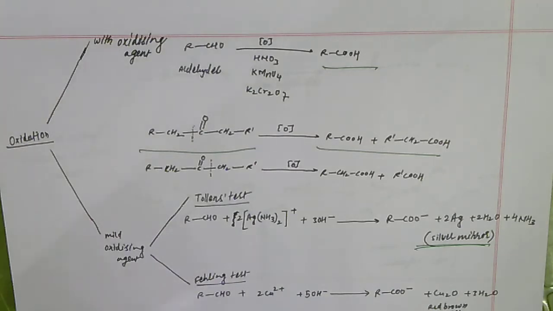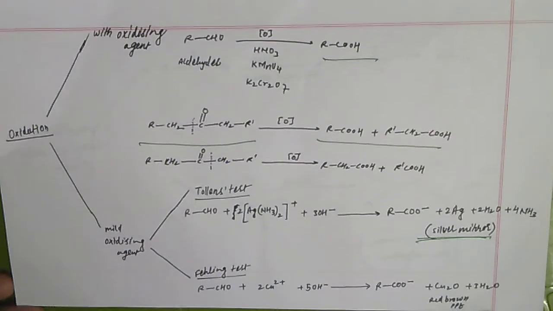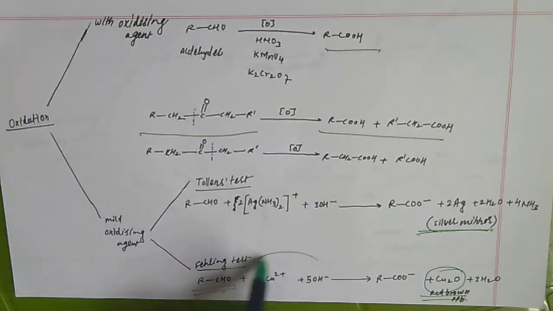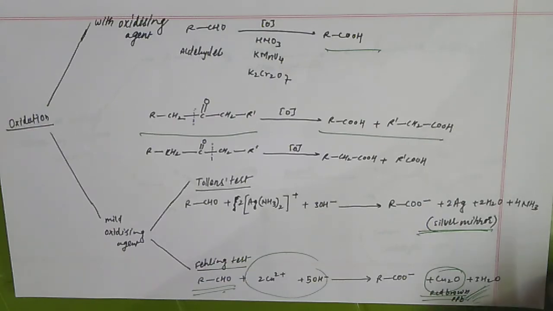Now when you go for the Fehling test, you take Fehling solution A and Fehling solution B. It will give cuprous oxide, which is a red-brown precipitate. In one sample you take an aldehyde and in another sample you take a ketone. The sample containing the aldehyde, when treated with Fehling solution A and Fehling solution B, will give the red-brown precipitate. If the sample gives the red-brown precipitate, the given compound is an aldehyde, and the compound which is not able to give the red-brown precipitate will be the ketone.